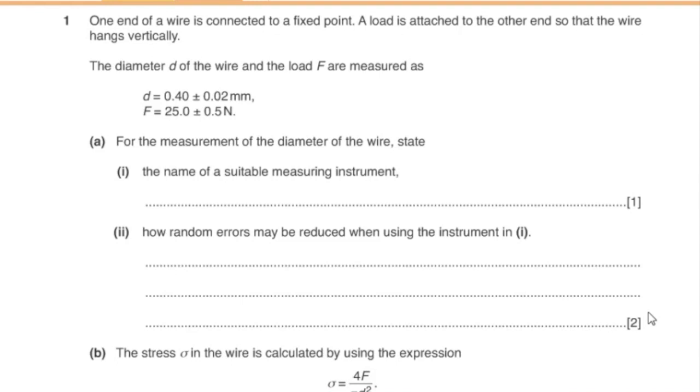Part A. For the measurement of the diameter of the wire, state the name of a suitable measurement instrument. So that's micrometer screw gauge.